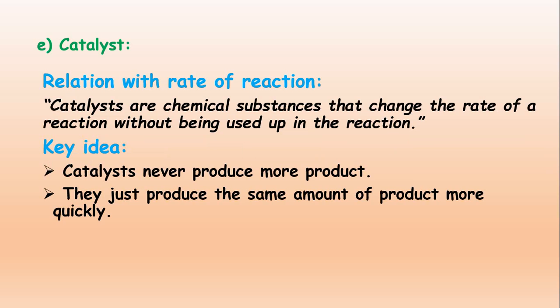Catalysts are chemical substances that change the rate of the reaction without being used in the chemical reaction. They are not chemically used in the chemical reaction. This is a very important concept, but they will start up the chemical reaction and speed up the rate of reaction. The key idea is that catalysts never produce more product. The amount of product will remain the same, but they will just produce the same amount of product more quickly. This is the main function of the catalyst.